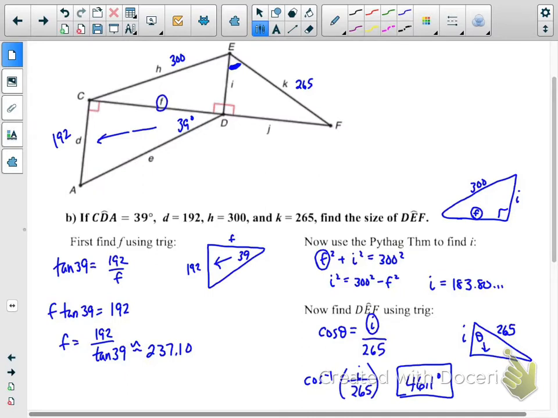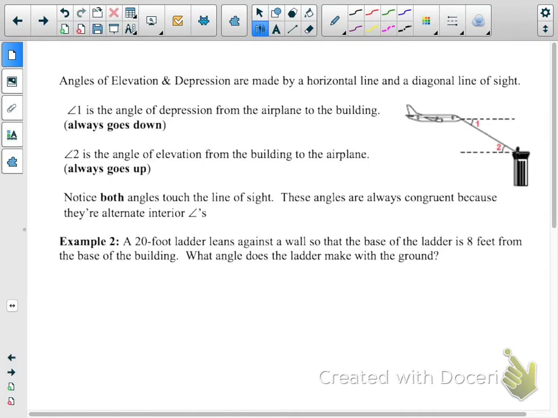Okay, so now we've got some story problems. Angles of elevation and depression are made by a horizontal line and a diagonal line of sight. Now it's very important here: horizontal line, not a vertical line. So this very first one here is the one that people mess up a lot.